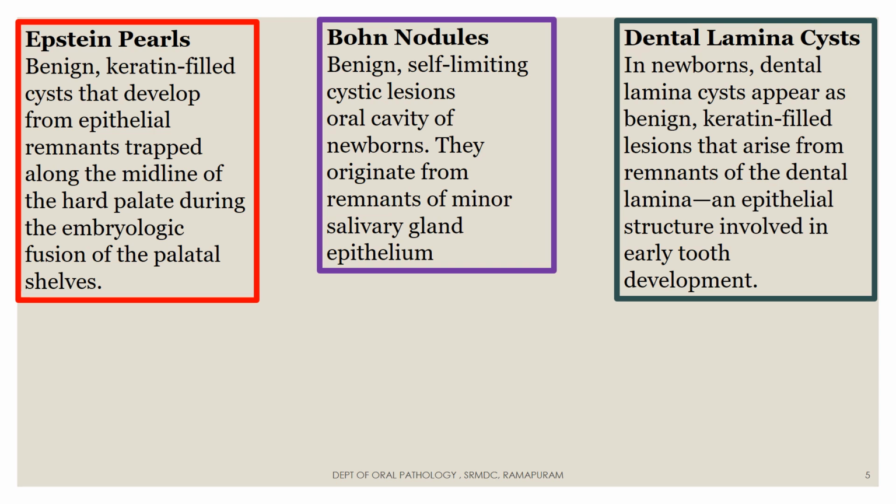Let's see about the embryological differences between these three. Epstein pearls are benign, keratin-filled cysts that develop from the epithelial remnants trapped along the midline of the hard palate during the embryological fusion of the palatal shelf. Whereas bone nodules are benign and self-limiting cystic lesions of the oral cavity of newborns. They originate from the remnants of minor salivary gland epithelium.